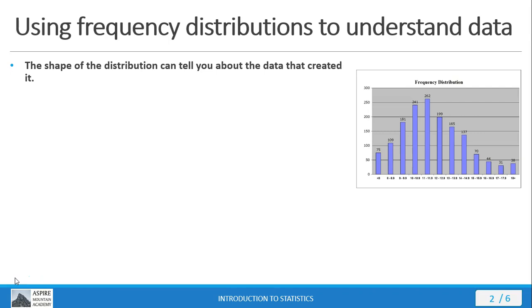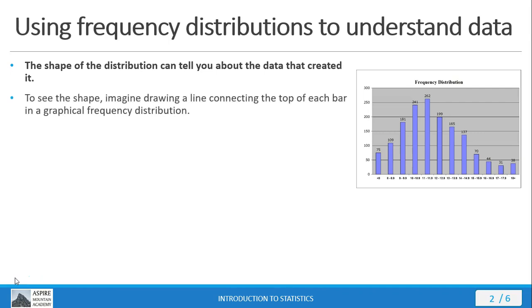Perhaps the quickest and most powerful message a frequency distribution communicates about a data set is its shape. To see the shape of a frequency distribution, just imagine that there's a line connecting the top of each of the bars in your frequency distribution. So if you do that for the frequency distribution you see here, the shape would look something like this. And this shape is very special because it roughly approximates a normal distribution.